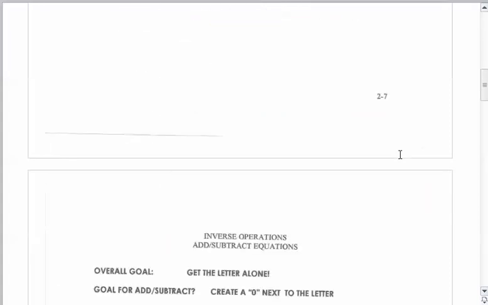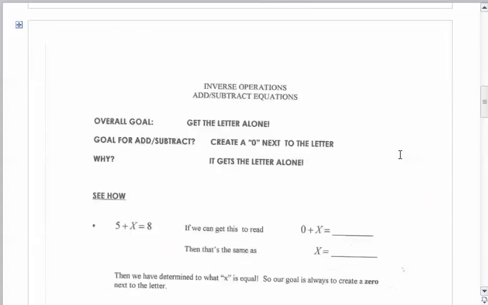So let's take a look. I have some ideas that might make it easy. If you've had trouble in the past, give this a try. Let's take a look at what we call inverse operations. Now, there are other kinds of inverse operations, but I'm only dealing with adding and subtracting. Okay? So inverse operations in adding and subtracting always have to do with a zero. Okay? Because an inverse operation produces a zero.